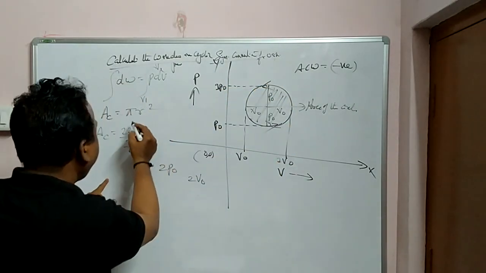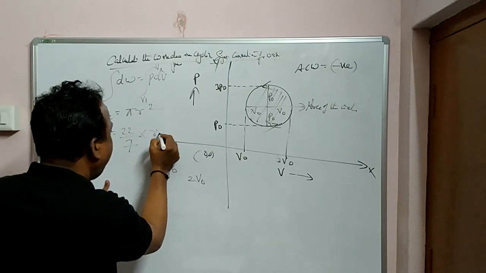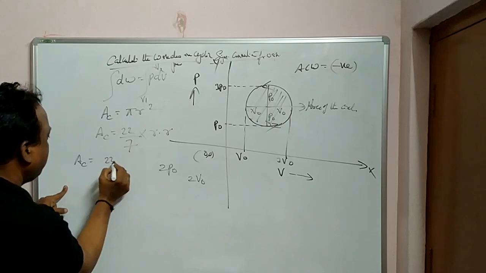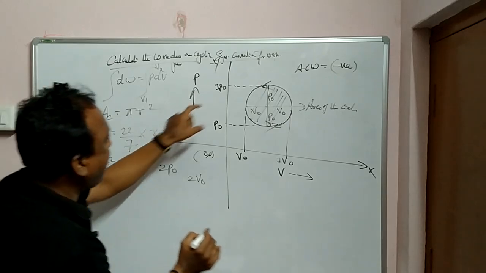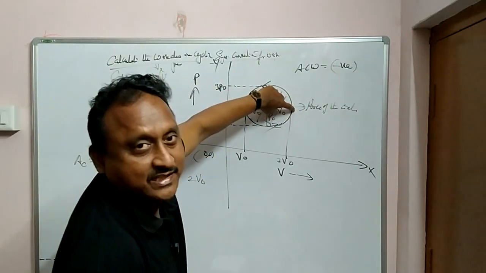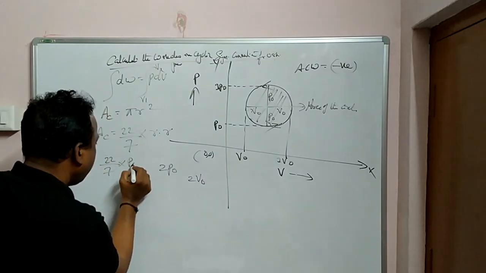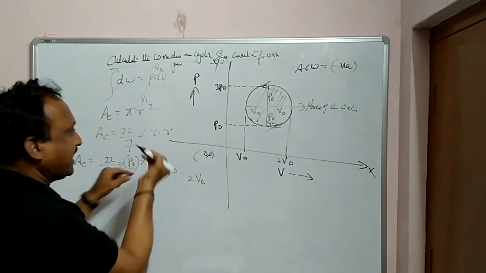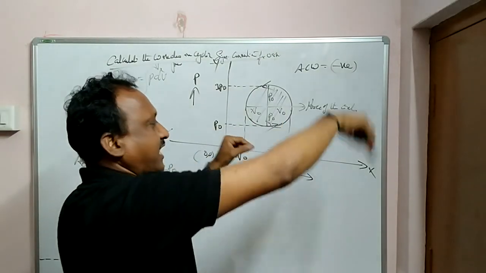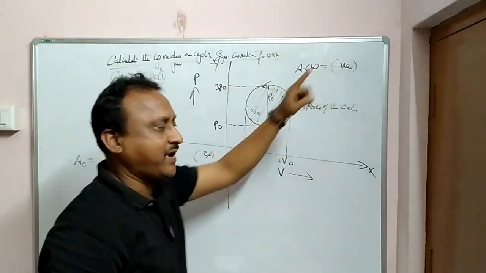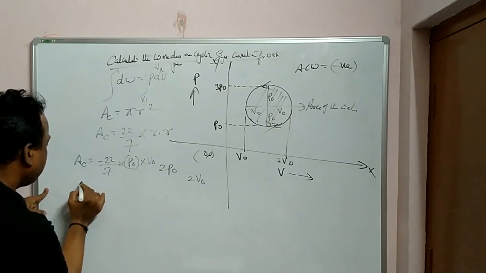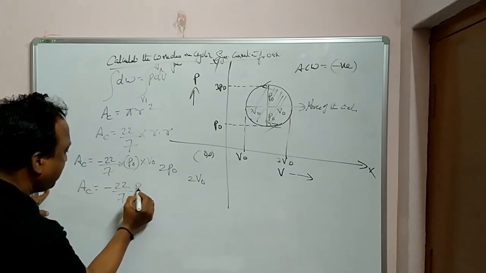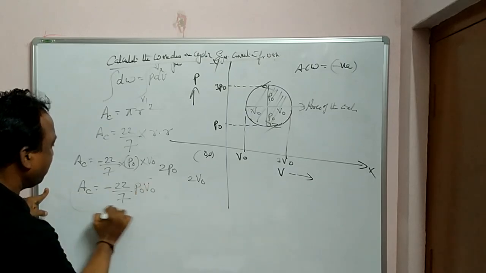So in pi r square, r square means r into r. What I'll do is, area of the circle is equal to 22 by 7, one r I'll take this one and one r I'll take this one. One is the upper one, the other take the x axis, v0. And it is anti-clockwise, cyclic. So you can see it is going like this. So anti-clockwise notation into minus. So minus. So what is the area of the curve? Minus 22 by 7 P0 V0.